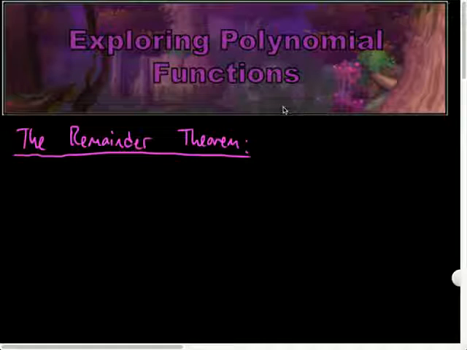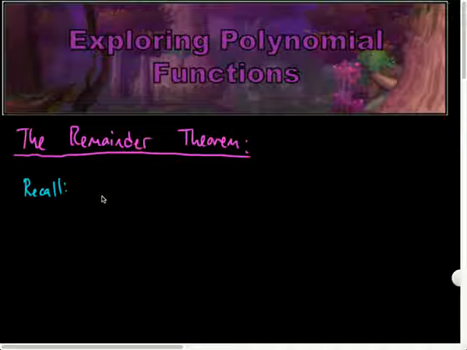Before we go anywhere, I want to start with a bit of a recall. Recall. Let's say I was dividing the following.